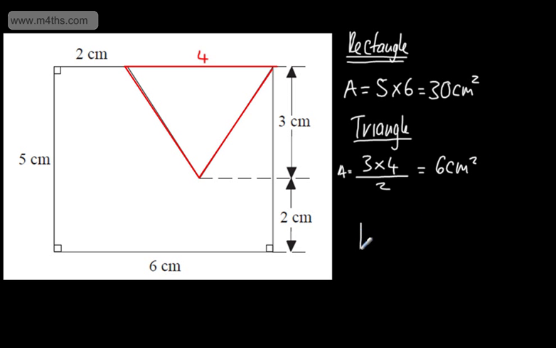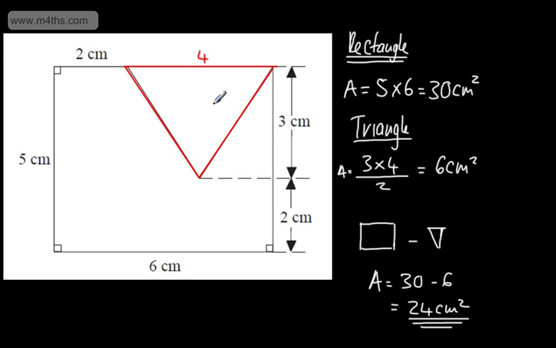I now need to do the rectangle minus the triangle as I'm cutting it out. So what I'm doing is taking away the triangle from here. So we're going to have a total area which is going to be 30 minus 6. So that gives me 24 centimetres squared. So this time I've taken it out. I've found the area of the triangle and subtracted it from the rectangle.